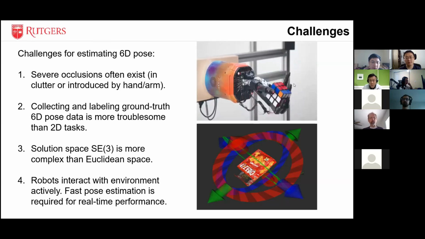And also, another problem is that the solution space of the pose is in the SE(3) space. This is more complex than the Euclidean space. Especially for the rotation, it's more tricky. It's in the SO(3) space. That's why there is a lot of literature studying what kind of representation for the rotation is most effective. Also, last but not least, the robot will usually interact with the environment actively. This involves a lot of dynamic processes, so faster pose estimation is required for real-time purposes.